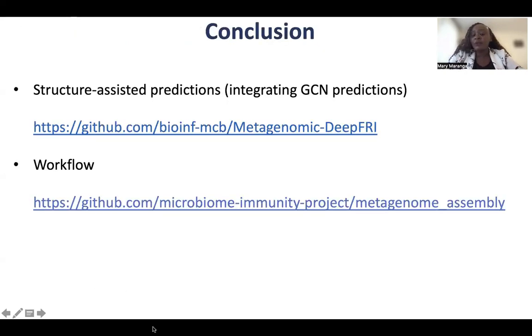So to wrap up, I've shown you how we are using deep learning methods to annotate metagenome assembled genes. And further, we are now integrating structure-assisted predictions to help us improve the accuracy of our predictions. And our workflow is now available for public use on GitHub.